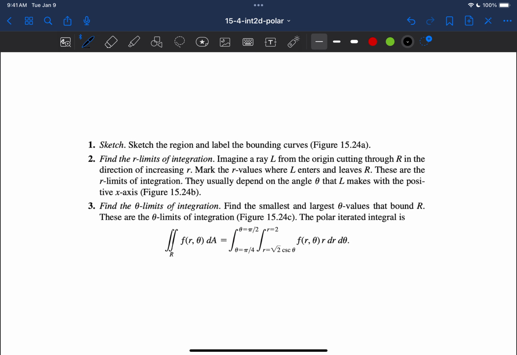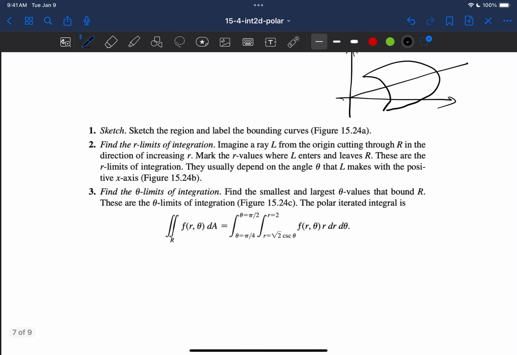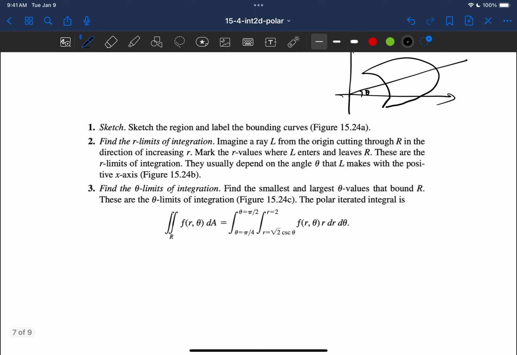So suppose the region you're talking about is something like this, and this is the coordinate system. Then what you do is pretend to shoot a beam at a certain angle theta. You want to find where this beam enters the region, which is r minus, and the upper limit is where it comes out of the region. Of course, this depends on which theta you're fixed with.